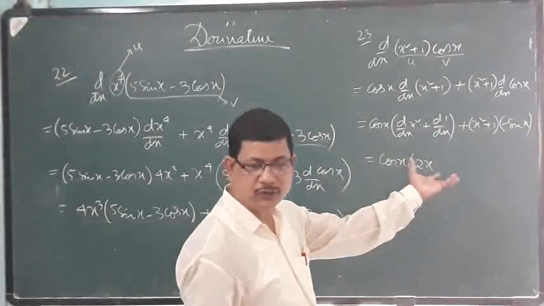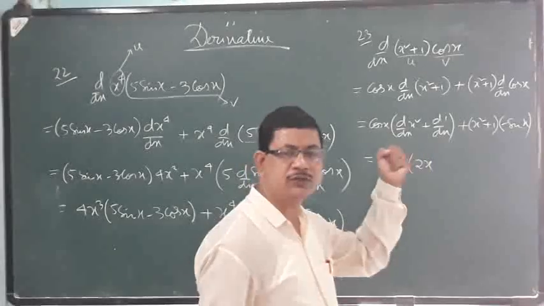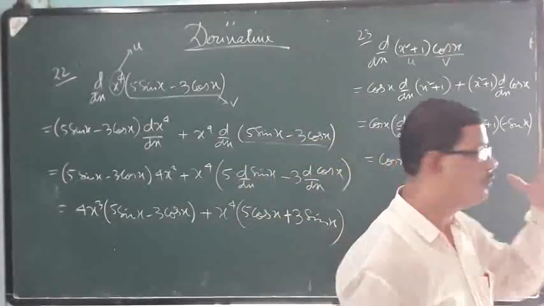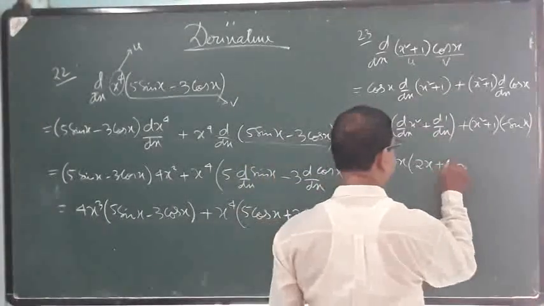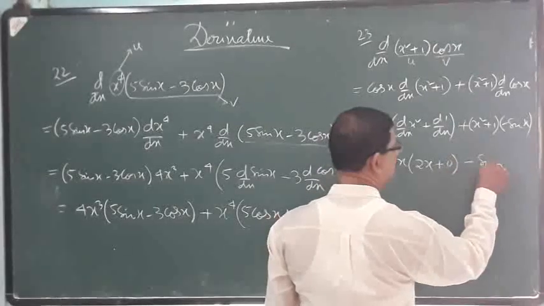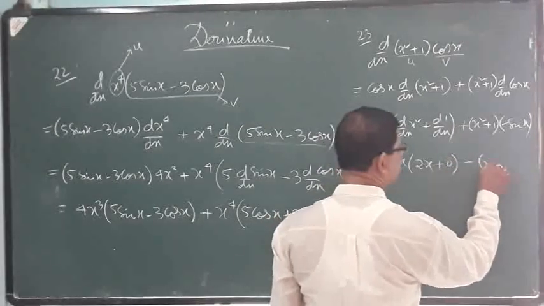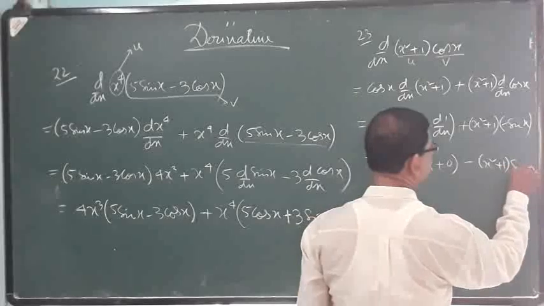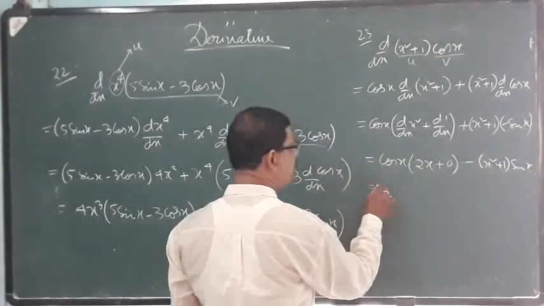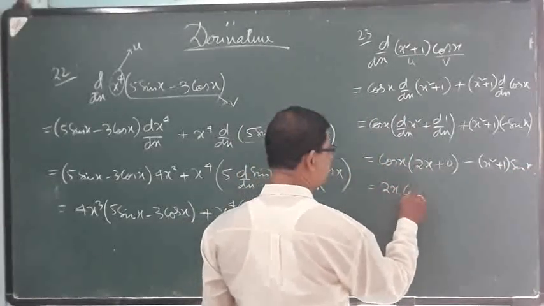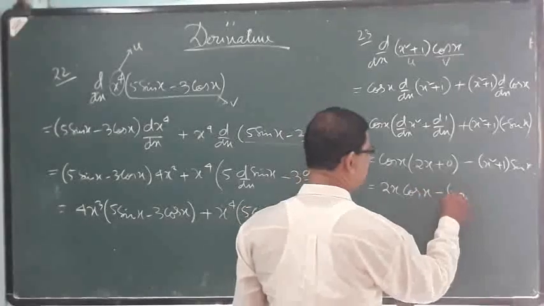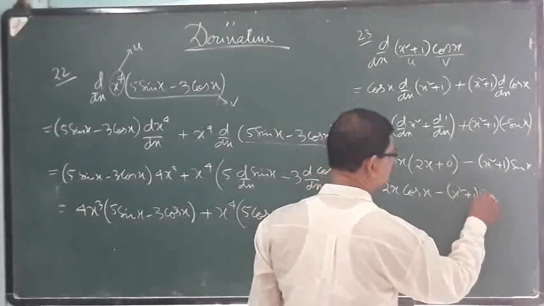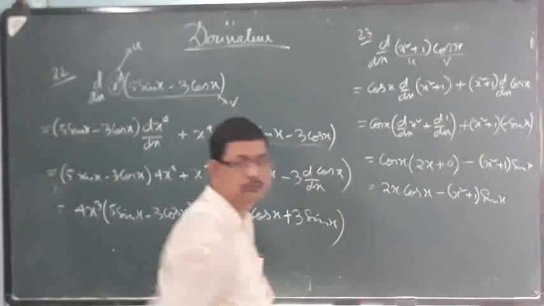Differentiation of 1 is constant, and differentiation of a constant is 0. So it will be 0. So we get x square plus 1 times sin x. So ultimately we get twice x cos x minus (x square plus 1) sin x.